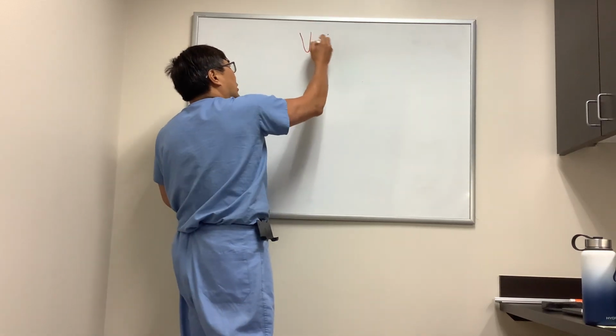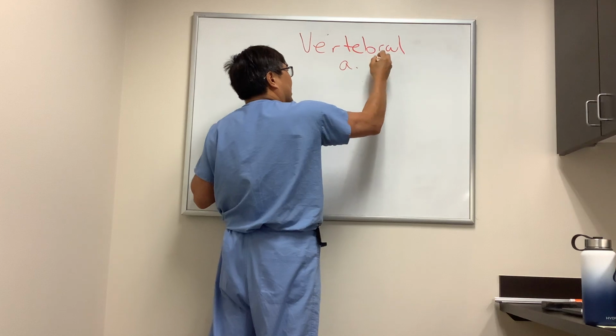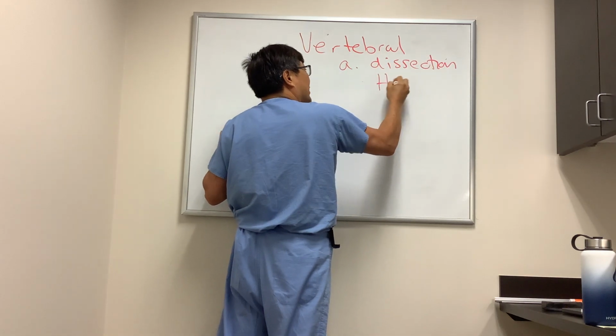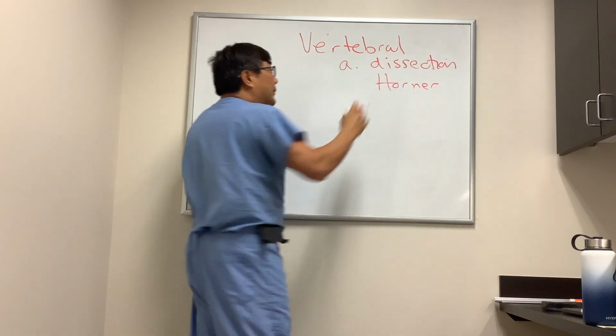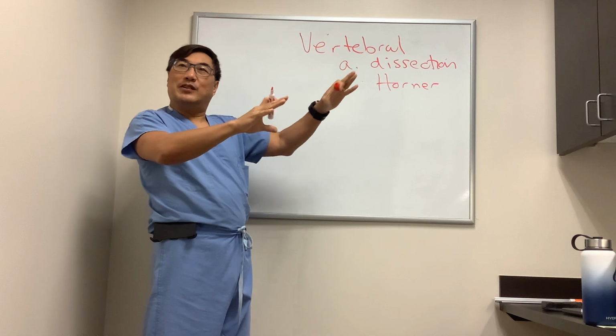So someone wanted to know, how does a vertebral artery dissection cause a Horner syndrome? And that's a very interesting question. But before you answer that question, you need to know the entire sympathetic pathway for the eye.